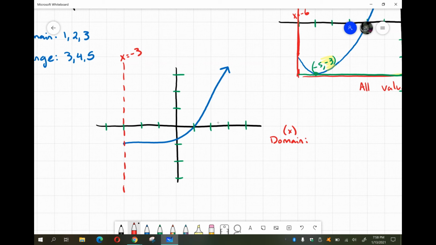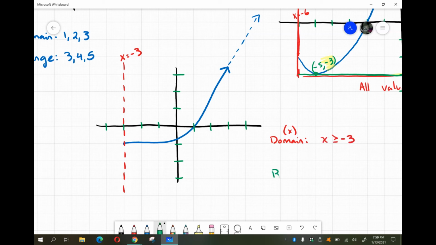On the right side, we actually have this arrow, which tells us that really this blue line keeps going on forever. And so I can't put a right end on this domain. So anything greater than or equal to a -3.